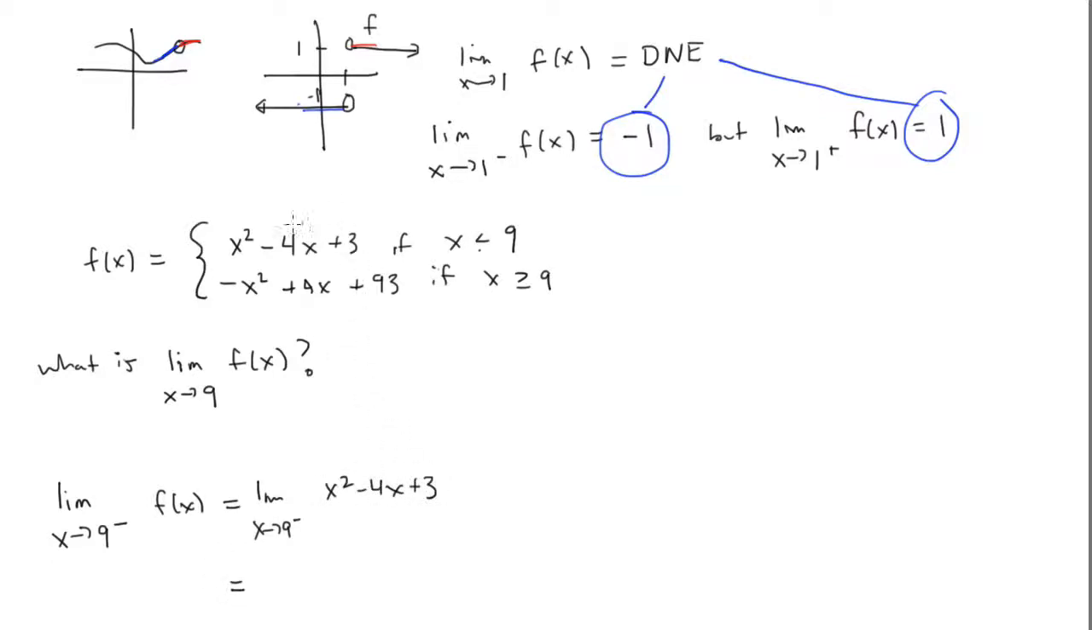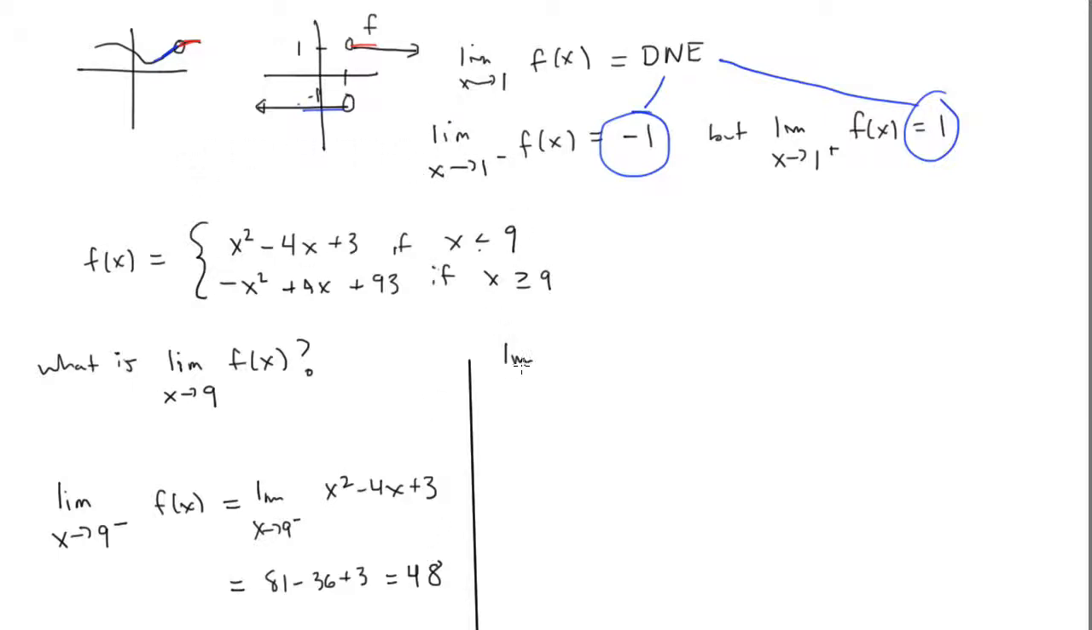Okay. The first line of the function was the one that was applicable for x less than 9. And now once we've got just a polynomial here, you can just plug in as usual. So you'd get 81 minus 36 plus 3, and that works out to 48. Okay. So all you have to do is substitute in which piece of the function you're actually dealing with here, and then once you've got that substituted in, you're just dealing with the polynomial. You can just plug in. There's no problem.